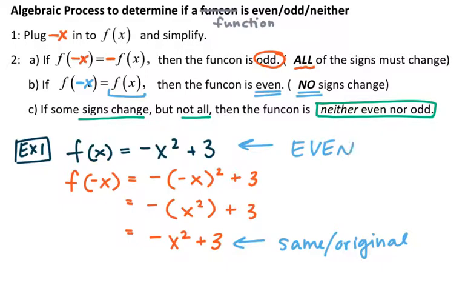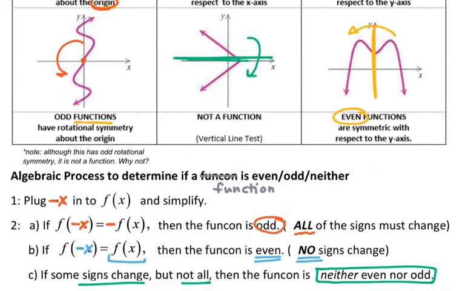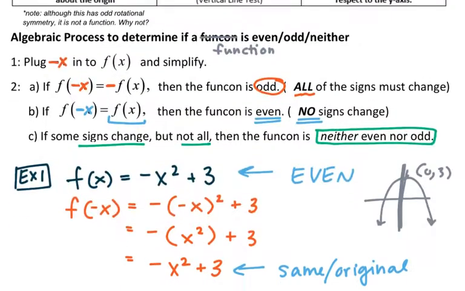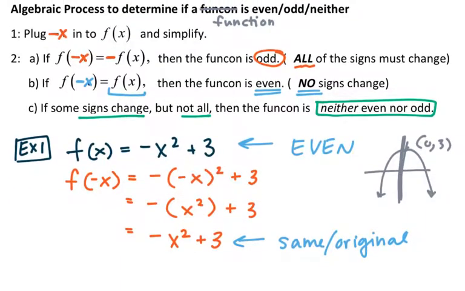And of course, if I were to graph this, you could graph it on your graphing calculator, you'd see that you'd get a parabola opening down, centered on the y-axis, and the y-intercept would be up here at (0, 3). So you can see it would fold on that y-axis. And remember, even functions have symmetry with respect to the y-axis. So this function in example 1 is even.